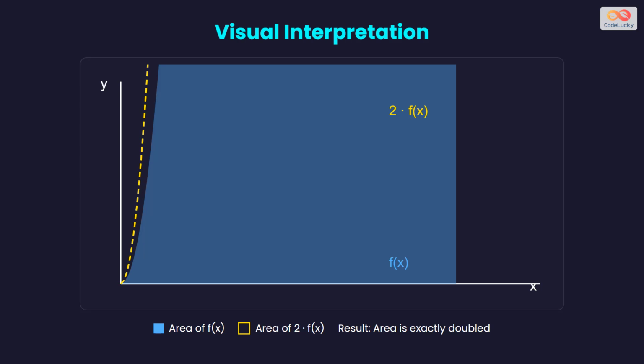Let's look at this geometrically. The blue area represents the integral of a function f of x. If we multiply that function by a constant, say 2, we get the yellow dashed line. The area under the yellow line is exactly 2 times the area under the blue line. This visual confirms that scaling the function scales the integral by the same amount.